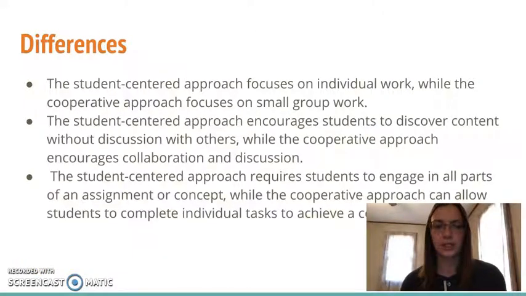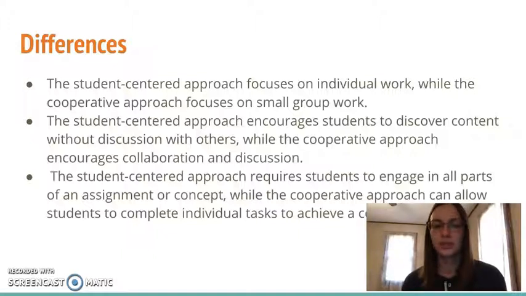Some differences: the student-centered approach focuses more on individual work, and the cooperative approach obviously focuses more on small group work. Another difference is that the student-centered approach encourages students to discover content without a discussion, while the cooperative approach allows collaboration and discussion. So the student-centered approach is really focusing on the individual student discovering content on their own. In cooperative approaches they're discovering the same content, but they're doing it with the help of their peers.